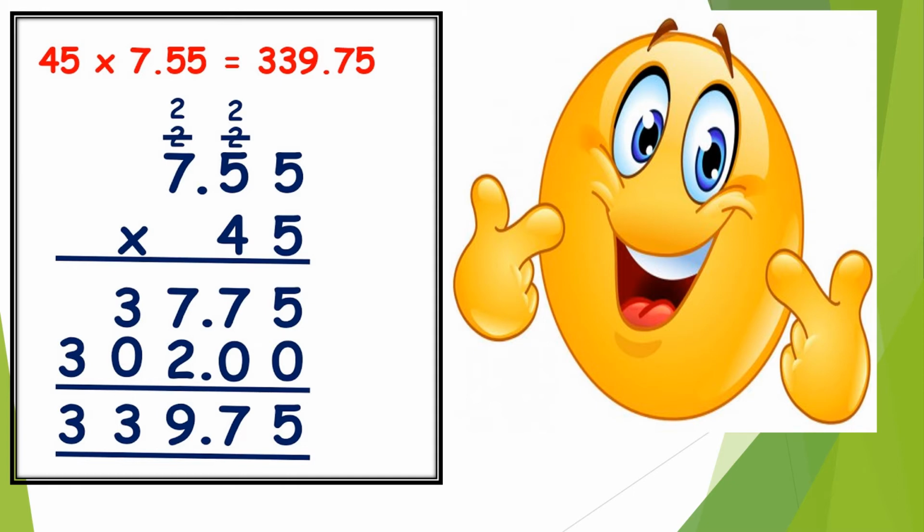Now you have to add. There is no number here, that means it is 0 here. 5 plus 0 is 5. 7 plus 0 is 7. 7 plus 2 is 9. 3 plus 0 is 3. And 3 plus 0, no number here, 3.